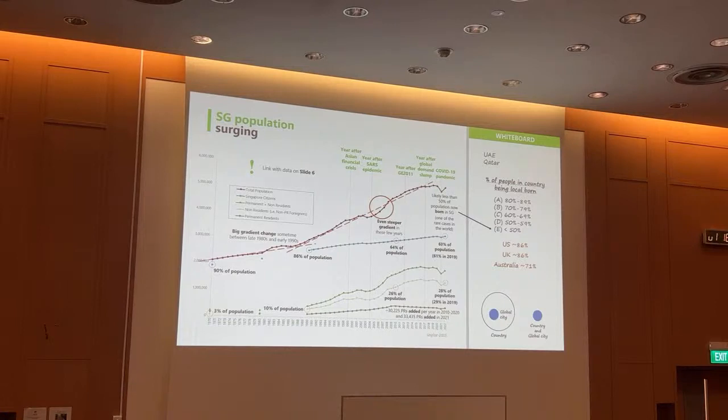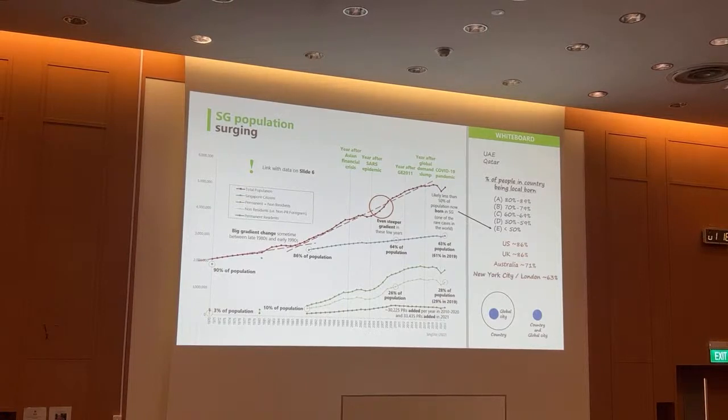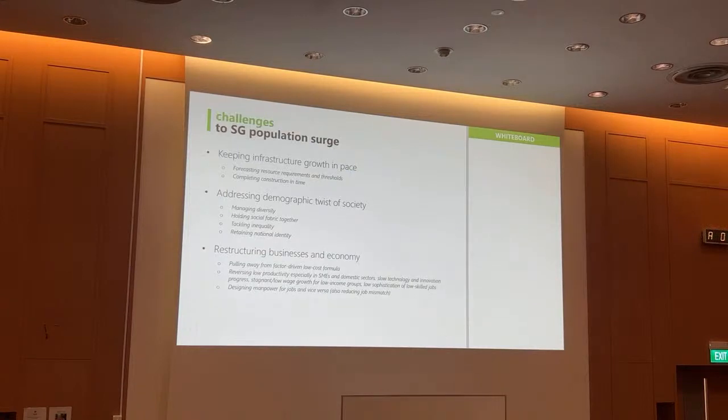And out of curiosity, what do you think is the percentage of foreigners in New York and London? They are about the same. A, B, C, D. 63. Still much more than Singapore. Singapore is less than 50 only. So these globalized cities are still not as globalized as us.